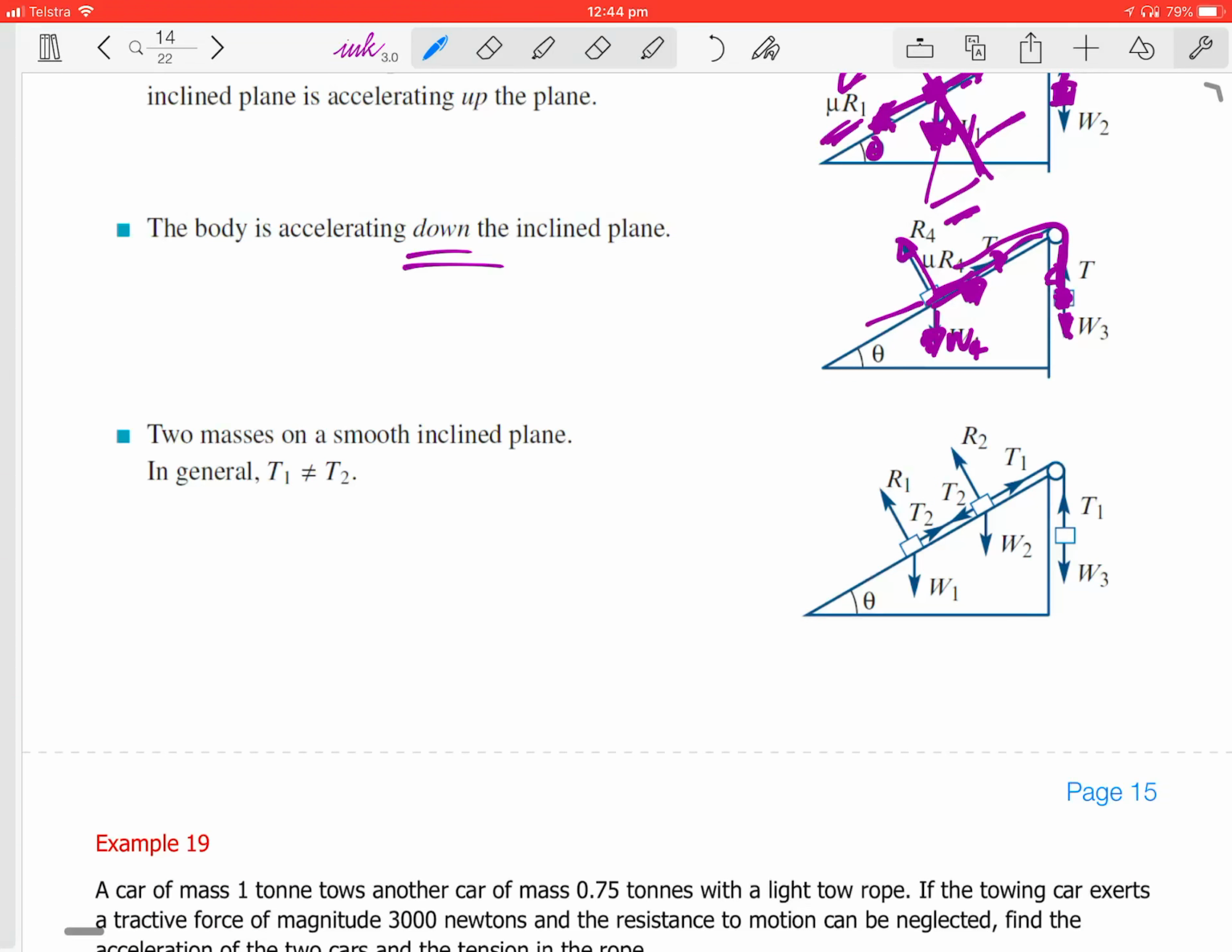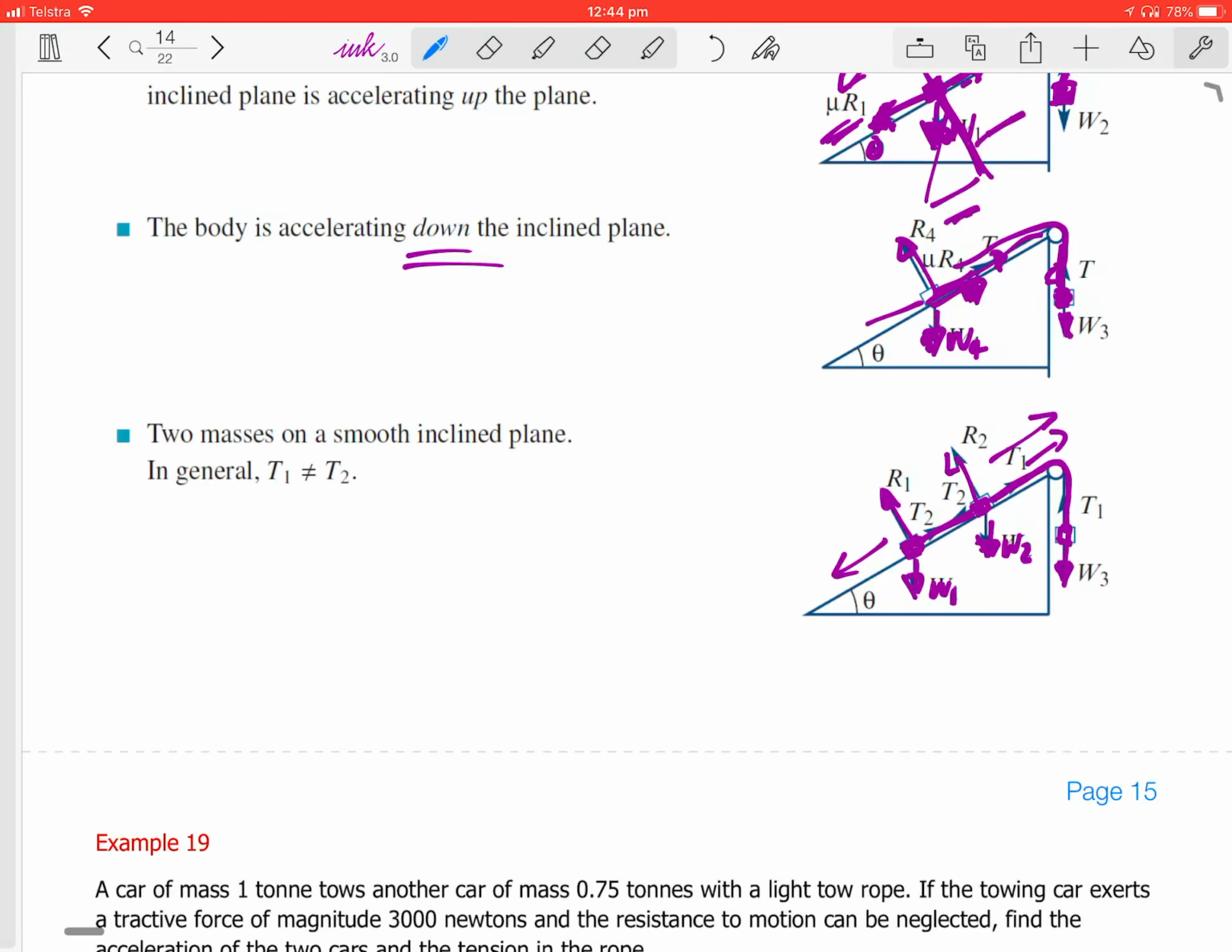Two masses on a smooth inclined plane, in general T1 doesn't equal T2. So here these two tensions are not equal. They could be, but in general it's not assumed that they'll be exactly the same, so don't make that assumption. We've got our weight force, another weight force. Of course, these could have friction as well. So you could have friction if it was accelerating up the plane. Friction would be going minus mu R. Whereas if it was accelerating down the plane, then friction would be going up the plane. Okay.